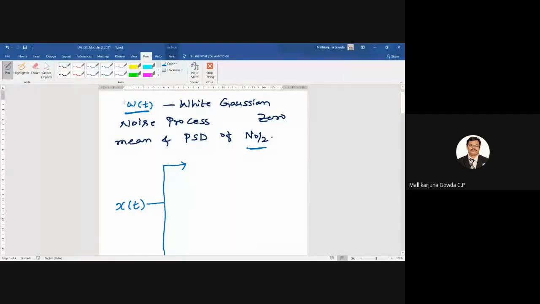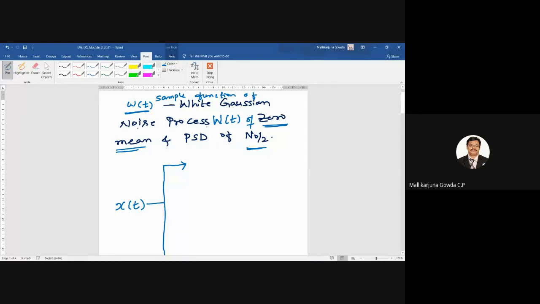So this small w of t is what? It is the sample function of the white Gaussian noise process, which we denote as capital W of t, of zero mean. Usually we consider it as having zero mean and a power spectral density of N naught by 2. So this is by definition of white noise.